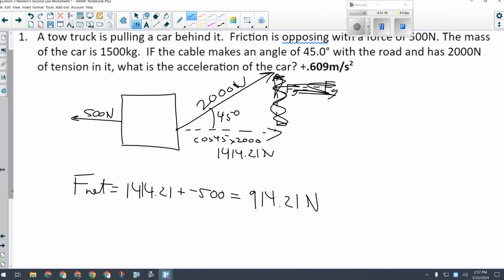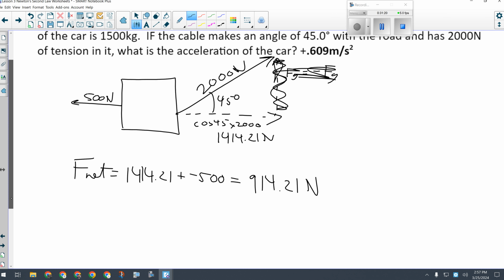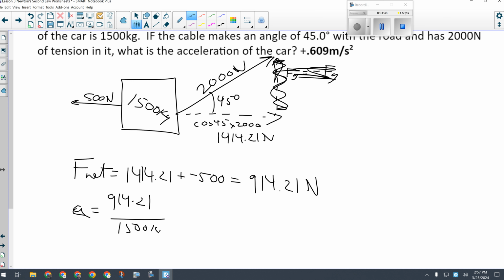All right, now I know the net force because I did vector sum of all forces. Now I can say acceleration equals 914.21 divided by the mass of the car, which, sorry, I didn't write in my free body diagram, 1,500 kilograms. All right, that gets us our positive 0.609 meters per second squared. And positive would be forwards in that case.